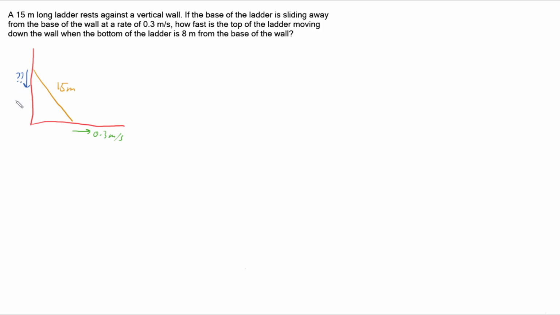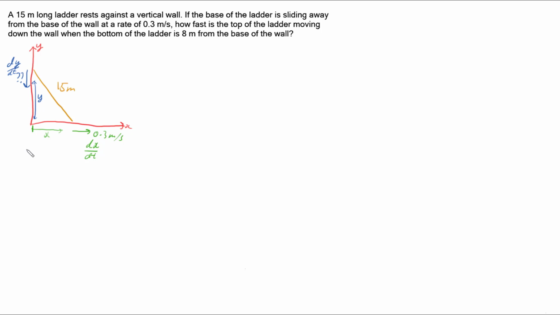Now, if we set up our walls as axes, so I have the x-axis and the y-axis, that means I can set up my rate here as the change in x over time, and my rate here as the change in y over time. And it also gives me the ability to say that this distance here to there is x, and the distance of the ladder moving down is y.